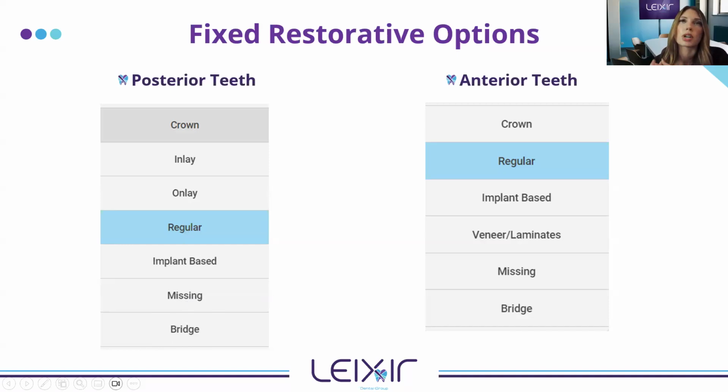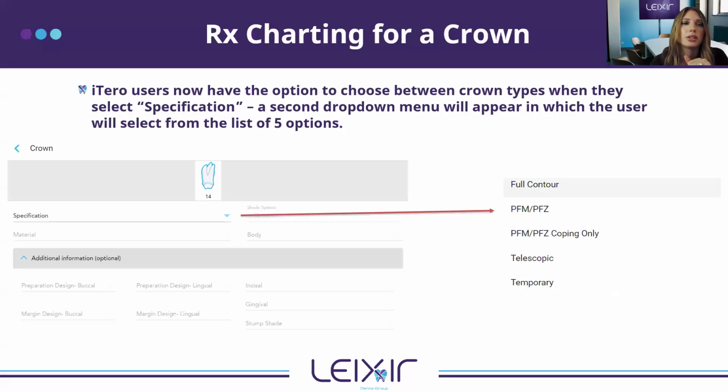And then I just want to highlight this regular option. So let's say we charted a restoration on tooth number 30, but actually it's 31. You can click on that tooth and hit regular, and it will take that treatment plan out so that you can put that on the correct tooth. Let's say it was 31. So you would select, for this case, we'll say crown.